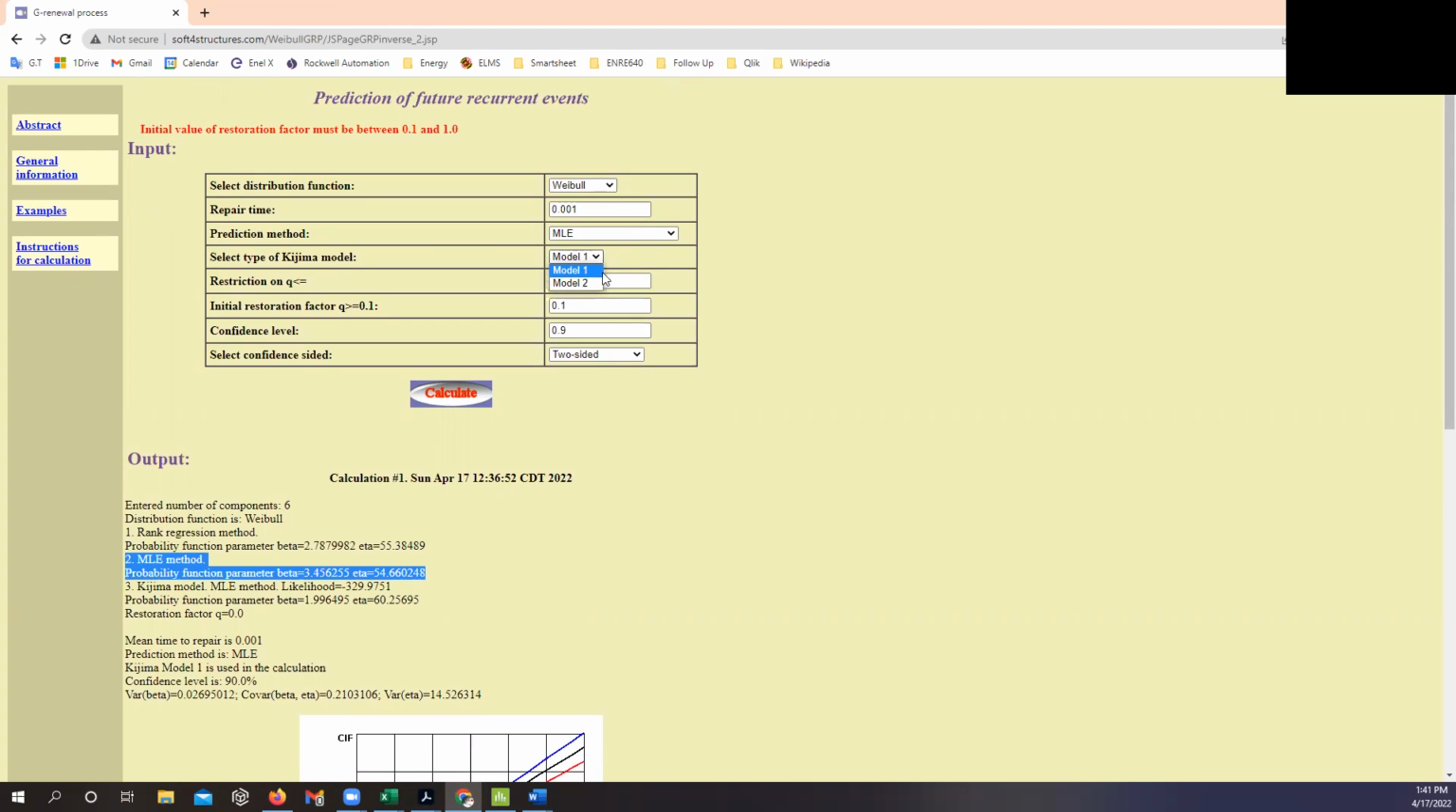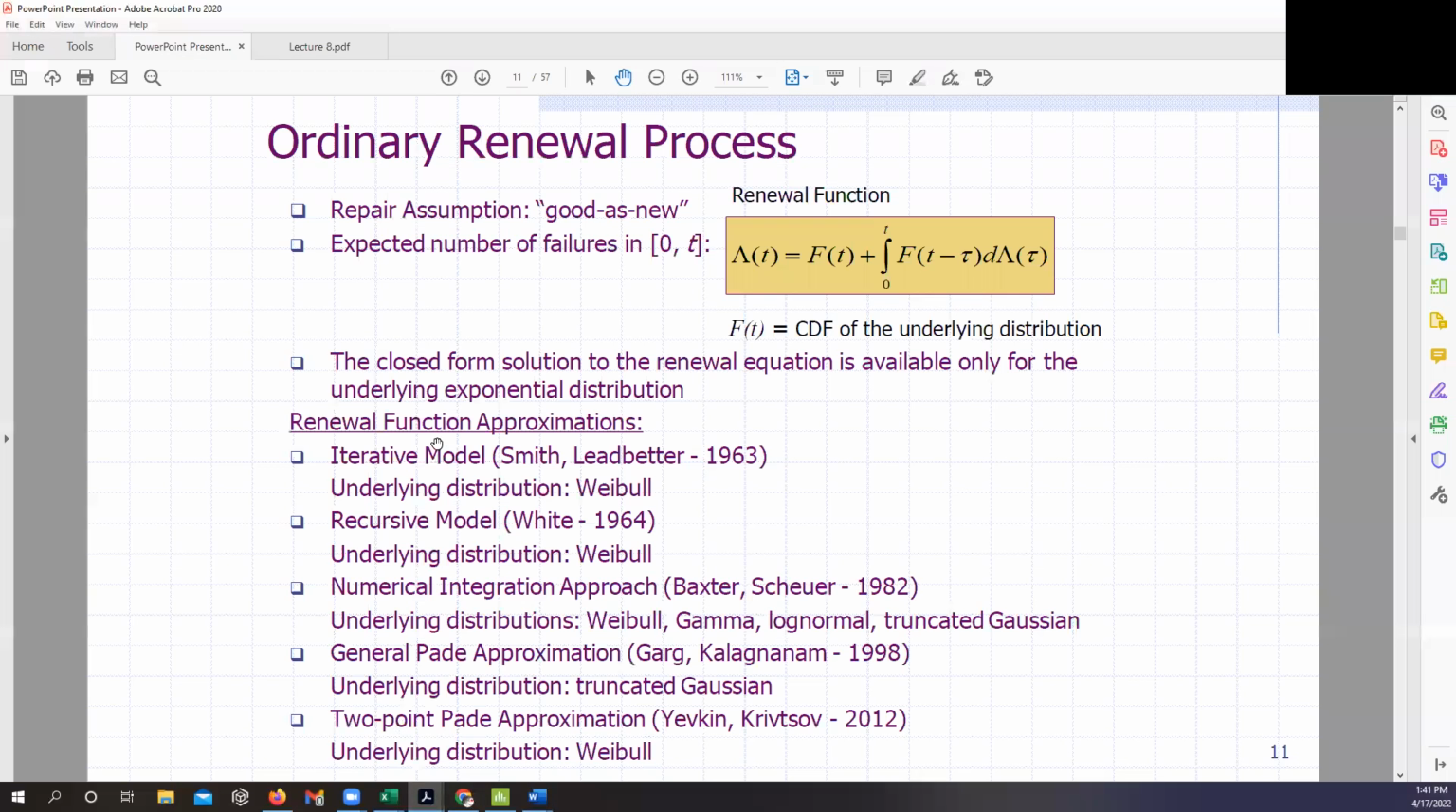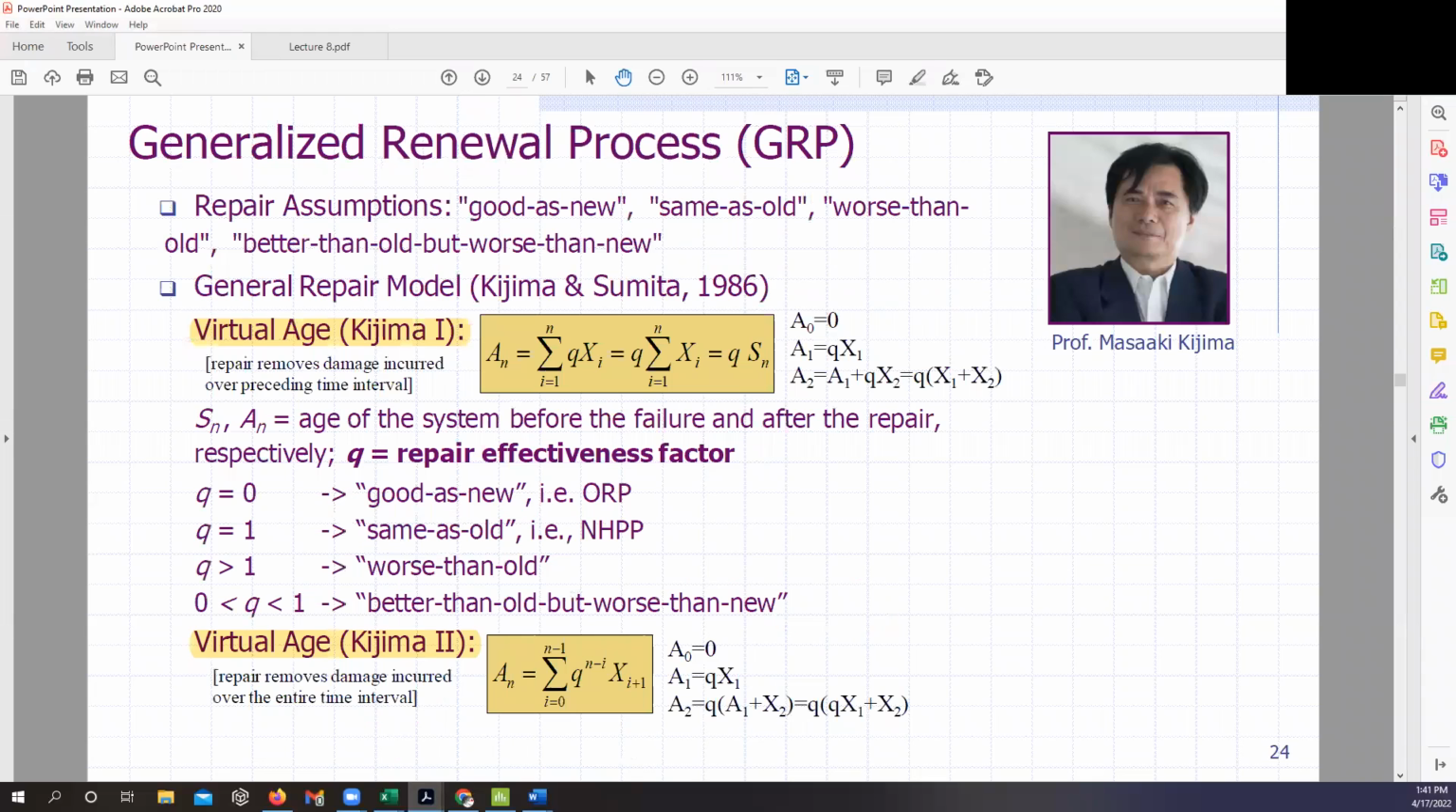What's the difference between these two? I got that question from two students, and again, guess where I'm going to go? I'm going to go to the lecture, because everything is in the slides. In slide 24, Professor Kijima's slide.